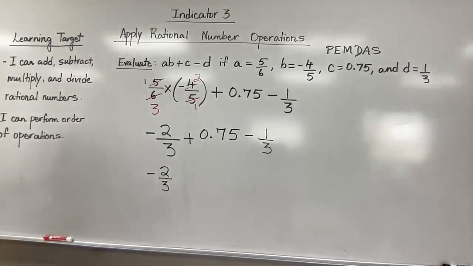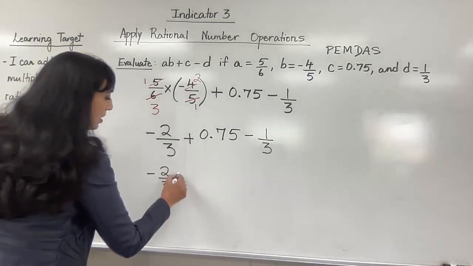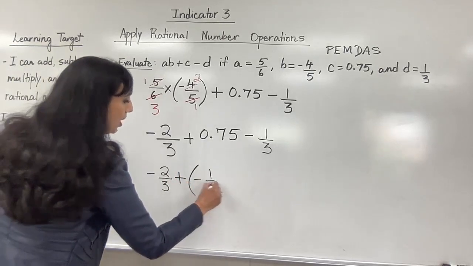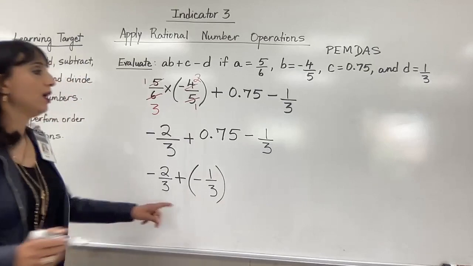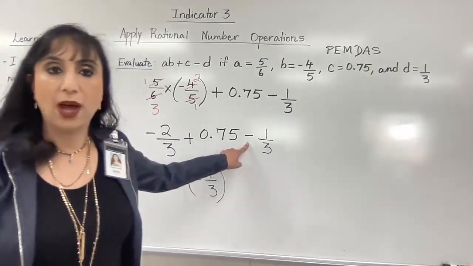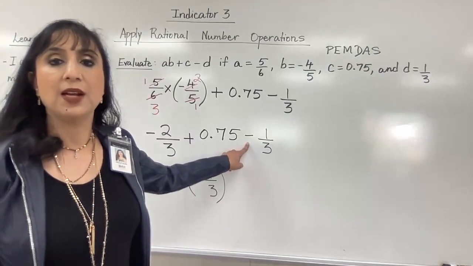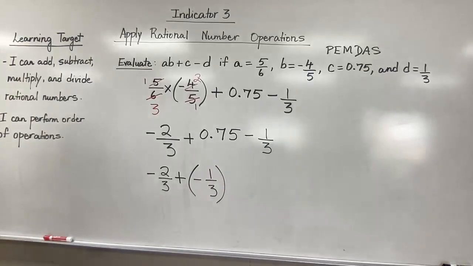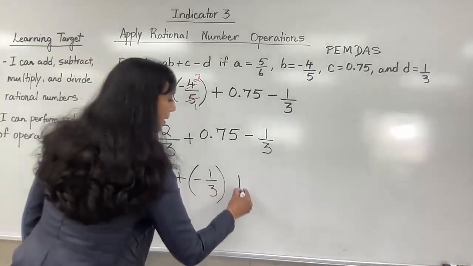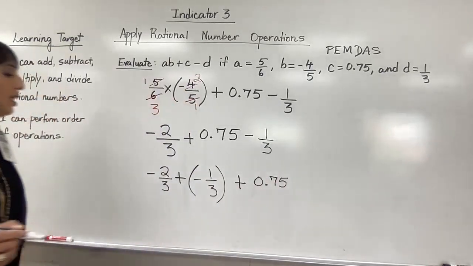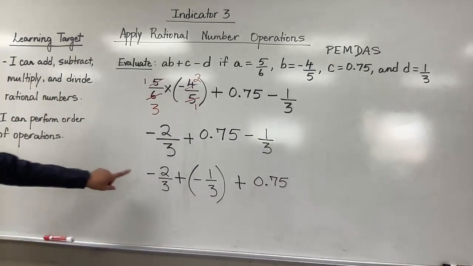All right. And this is going to be plus negative one third, because remember, what are we doing? If I have minus, I am adding the opposite. So I change the minus to the plus and the one third becomes the negative one third. Okay, so negative two thirds plus negative one third, and then I have plus 75.00.